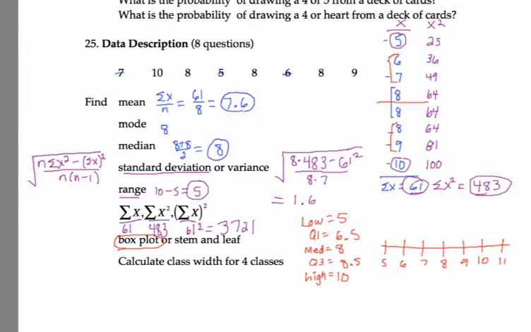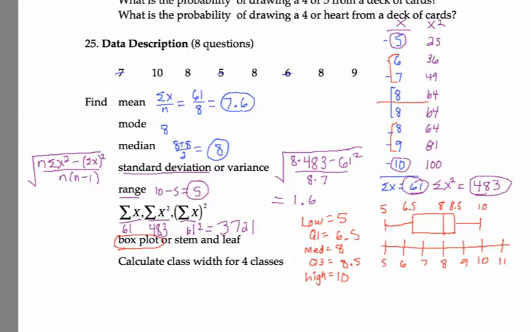First, I make a number line. Then I make a box that goes from Q1 to Q3. Then I make a line for the median. Then I put a whisker up to the high value, down to the low value. Then I write in the data values above each of the 5-number summary points, and that is my box plot.